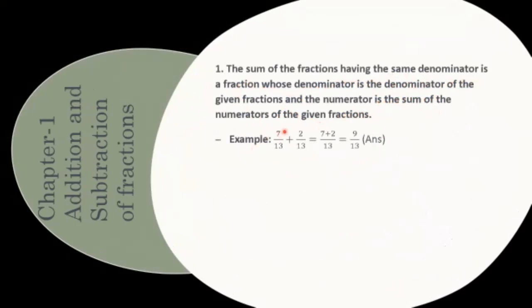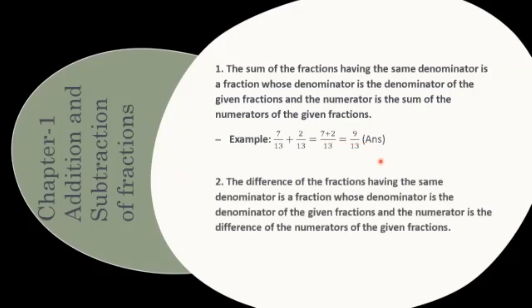7 divided by 13 plus 2 divided by 13. So the denominator is the same. So if we do the LCM, 13 will be the LCM. In here it is written. And after that 7 plus 2, and we will get 9 divided by 13. So this is the addition of fractions.